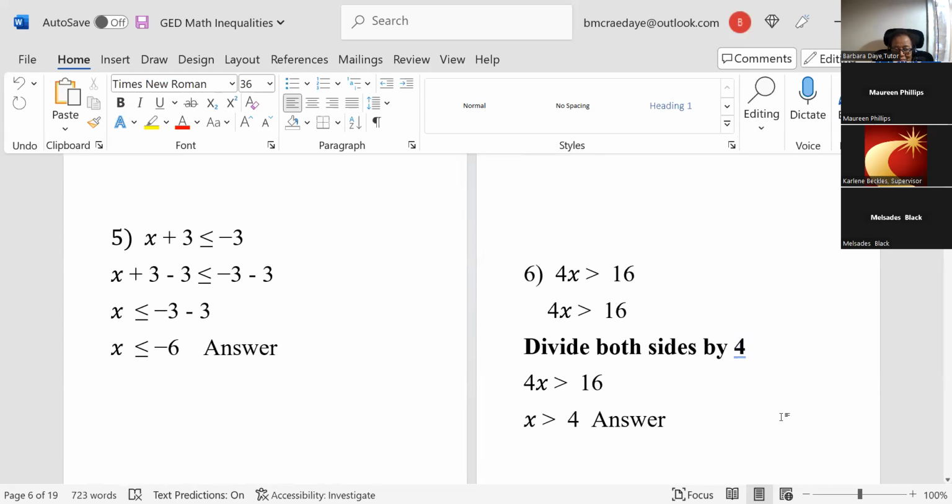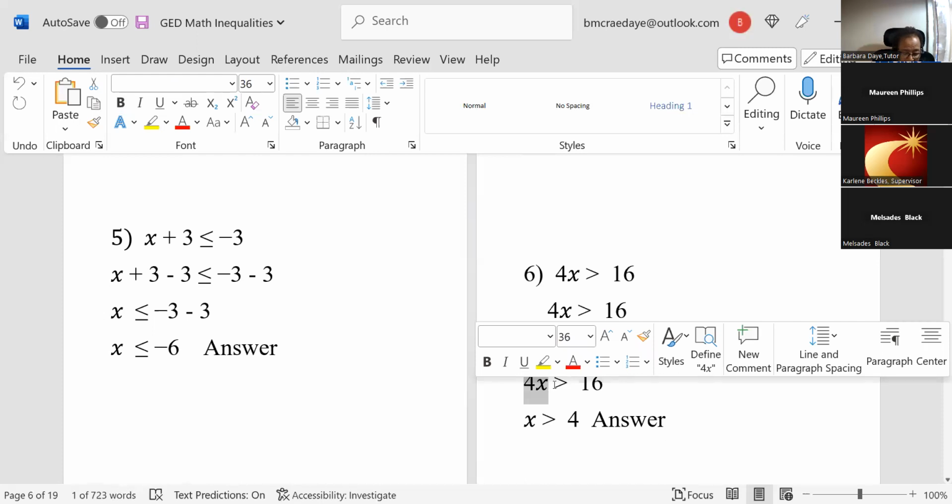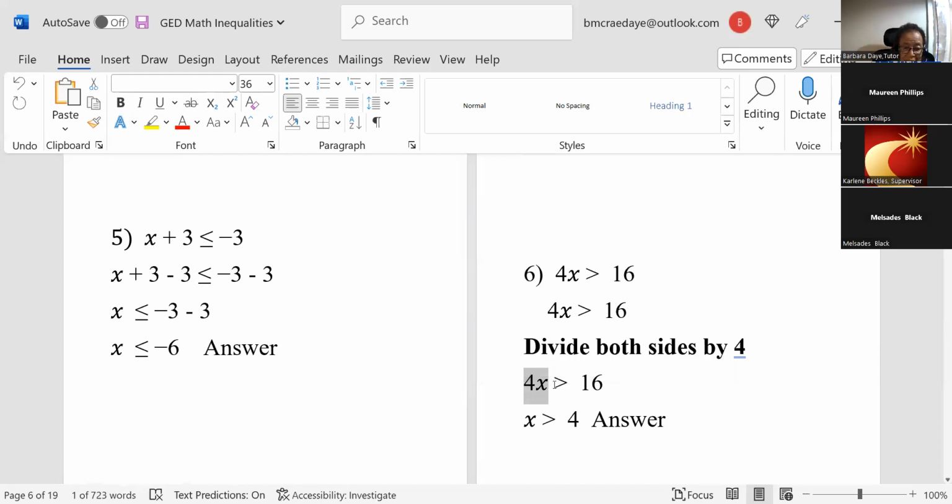So x is greater than 4. If I made x 5, 5 times 4 is 20, and 20 is greater than 16, right? It says greater than 4, right? What's a number greater than 4? 5, 6, 7. Then 5 times 4 is what, Mercedes? 20. And 20 is greater than 16, right?